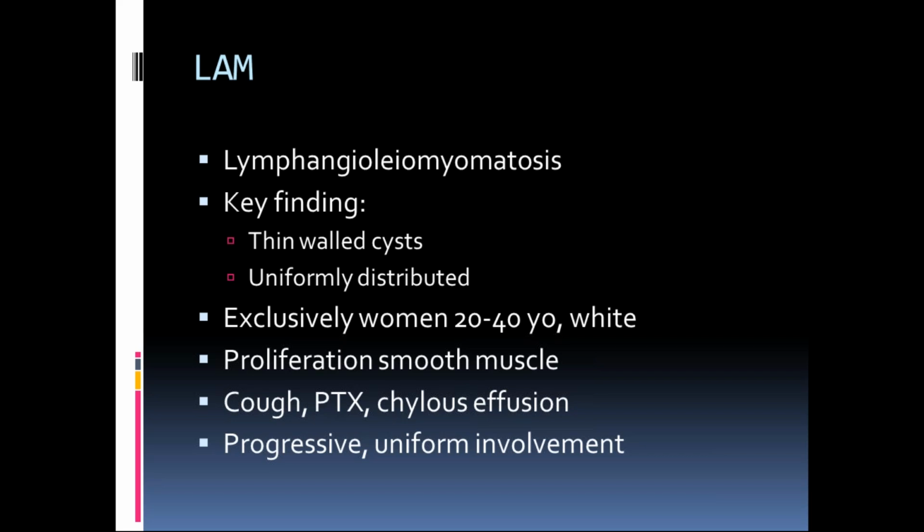Other things you can see in this type of patient are a persistent cough. They can present with a pneumothorax like my pre-test did, and if you have the opportunity to tap a chylous effusion, you'll be able to think about that as well. It is a very progressive disease, and I don't remember the exact lifespan, but it's not long, unfortunately. And again, uniform involvement.